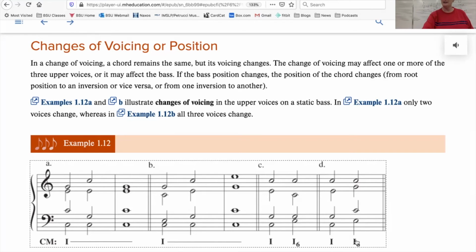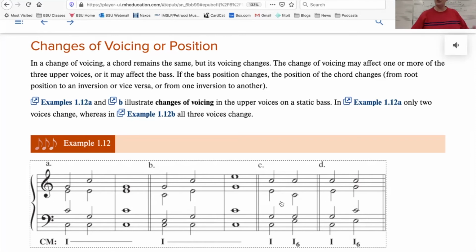Letter D is slightly different. The bass moves from C up to E, from root up to third. The soprano holds, and then the other voices move up to the nearest chord tone. E moves to G, and G moves to C.